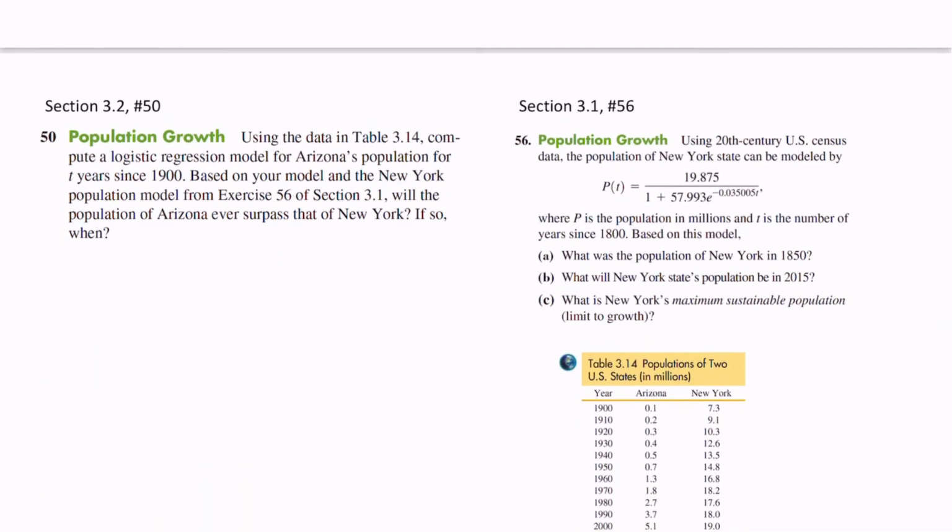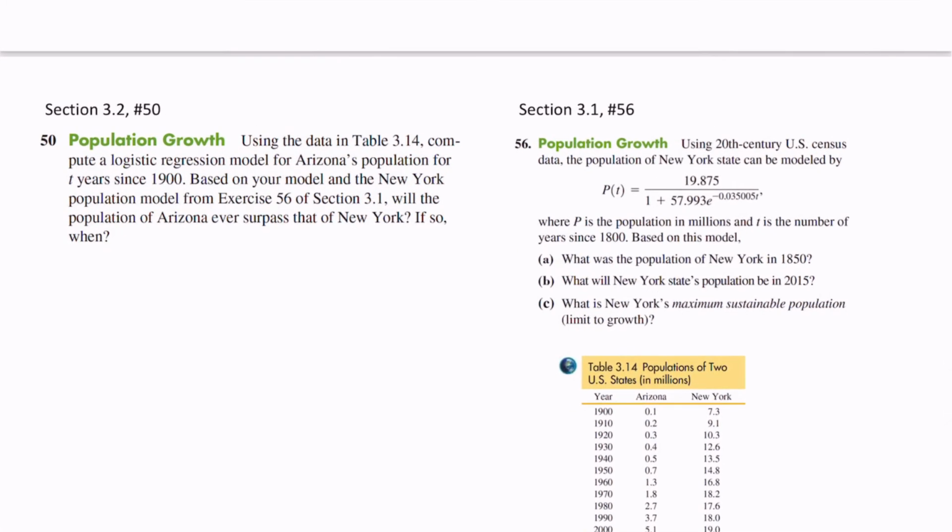This last problem is a little bit tricky because they ask you to flip back to section 3.1, and if you don't have a book, you would have had to open that PDF. When I assigned the problem, I didn't look closely at the fact that they were referencing 3.1. I saw them reference the chart, so I thought they were just going to be asking questions about that. So this one I'm going to do with the TI-84 graphing calculator. It says, using table 3.14, compute a logistic regression model for Arizona's population for T years since 1900.